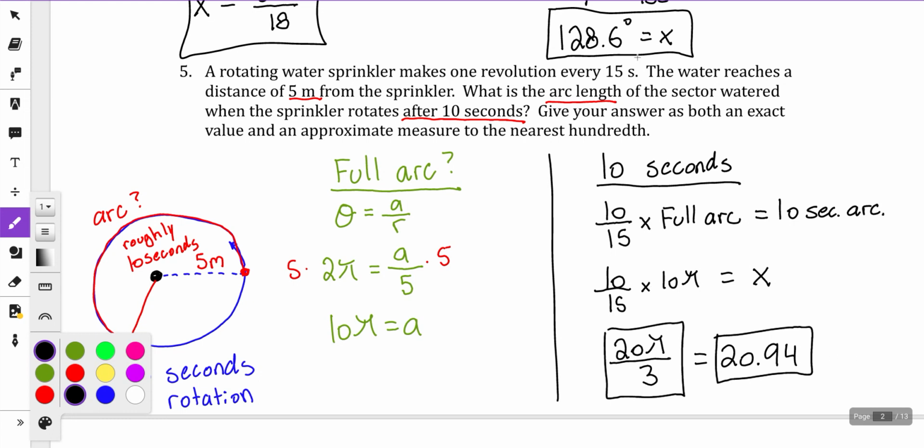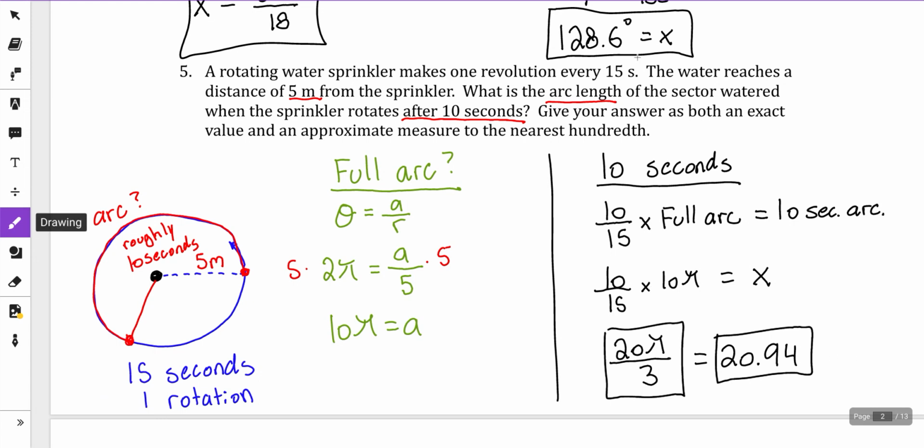We did a couple like that. I'm blanking right now which ones we did. Something where they gave you a full circle rotation, and then you had to figure out a portion of it. Right? And that's what I've done here. I figured out the full arc, and then I'm just doing a percentage of it. Like how much of that did I actually go around? I only did 10 out of 15 of them.